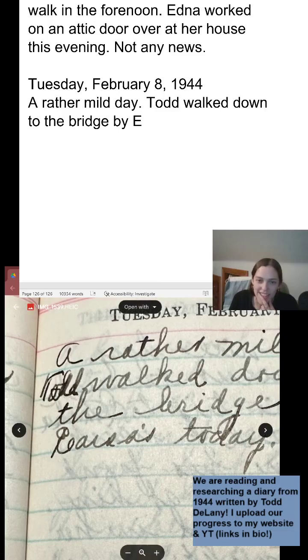I bet Edna Jr. looks like him. Yeah, probably. Gutted that we can't get the stickers here in the UK.